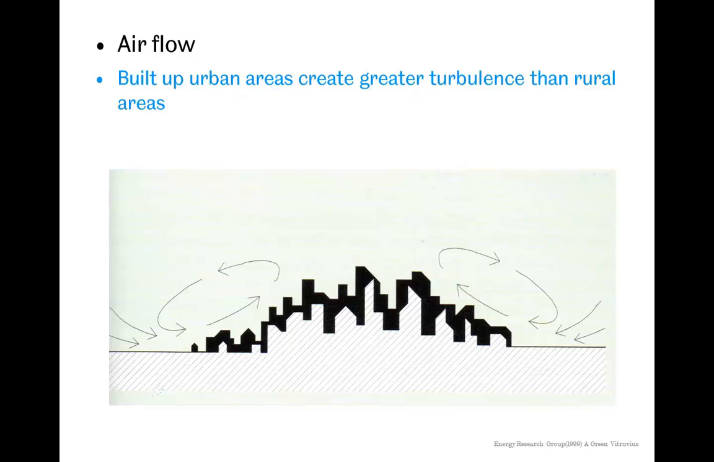Okay, looking now at urban areas. The build-up of urban areas creates greater turbulence than rural areas. And you will notice this probably at some point this year, when you walk outside the Arts Tower and we're getting very turbulent wind flows. The buildings, that wind can't flow directly through, it's getting changed direction, you're getting this turbulent flow, which can be a problem.